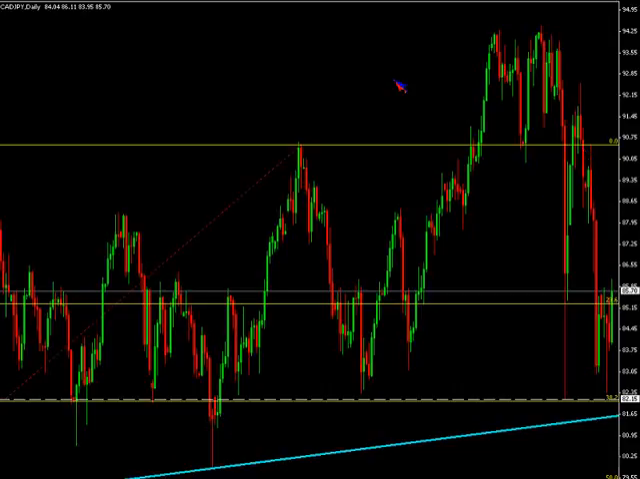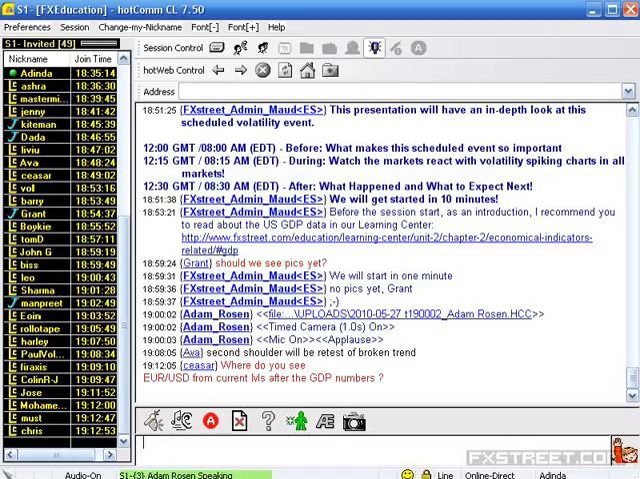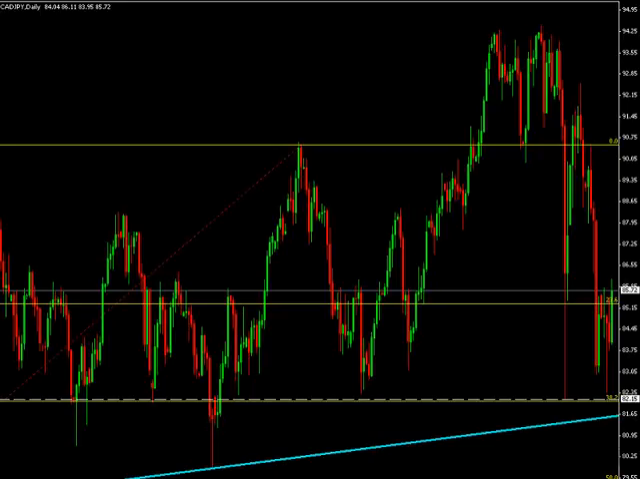Question is, where do you see the euro dollar from the current levels after the GDP numbers? It's an excellent question, Cesar. Let's talk about the euro dollar. We know the euro has been extremely weak lately because of the very unfortunate problems that we've seen in Greece in regards to the debt crisis. It's speculated that may continue to other areas in Western Europe, such as Spain, Portugal, and other nations in that region. The euro has had an extreme amount of weakness.